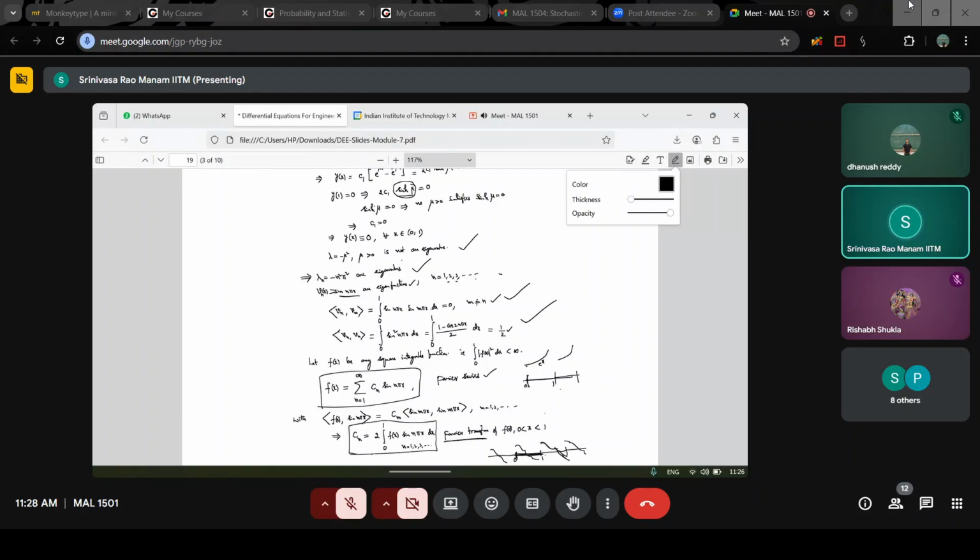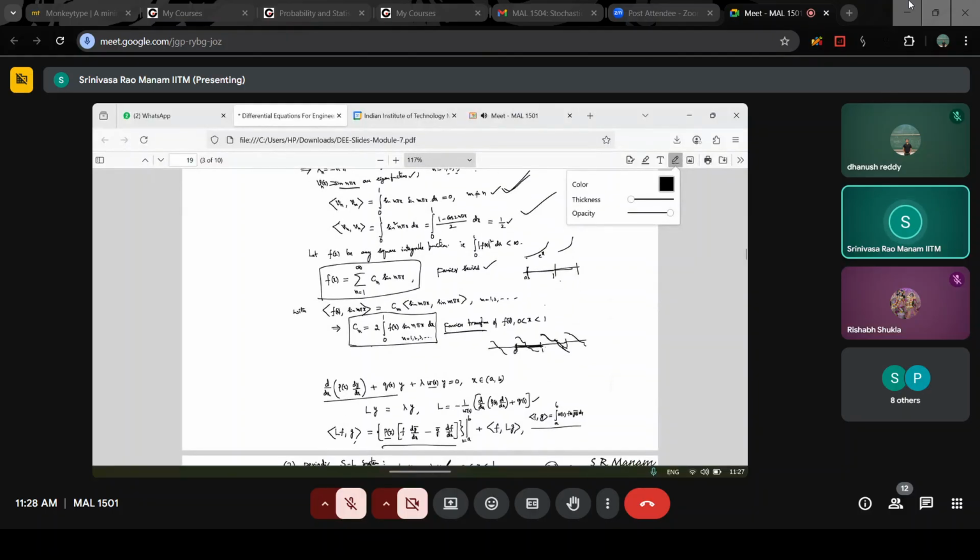So the theorem tells you that once you have a self-adjoint operator, the eigenvalues are real, and the corresponding eigenfunctions form a complete orthogonal set. That's what we mean. So they are orthogonal. With respect to what? With respect to the dot product that we define based on whatever your Sturm-Liouville system is.